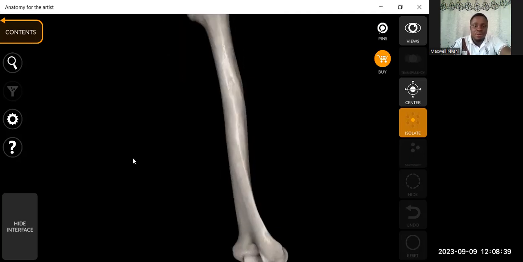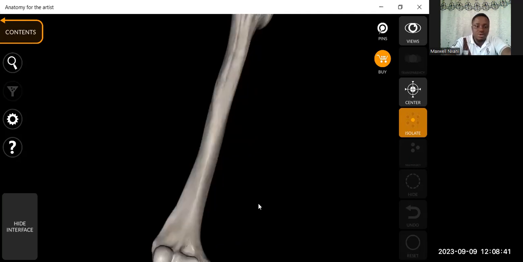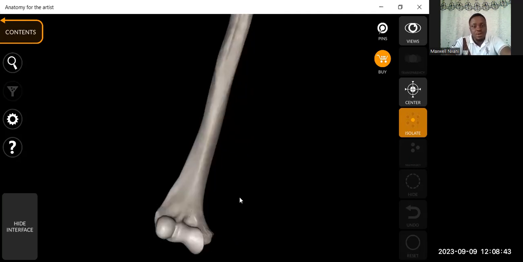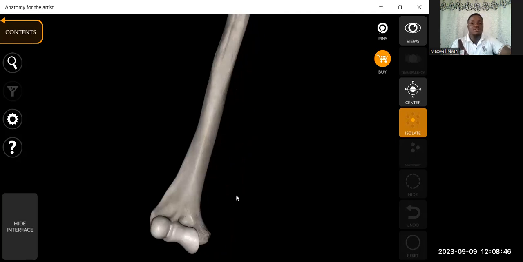Now, let's proceed to the lower end. We can talk about the lower end under two headings: the articular part and the non-articular part. Articular means taking part in joint formation. So we have the part that is involved in the formation of a joint, the elbow joint to be specific, while we have the part that is not involved in the formation of the elbow joint. So let's start with the articular part.